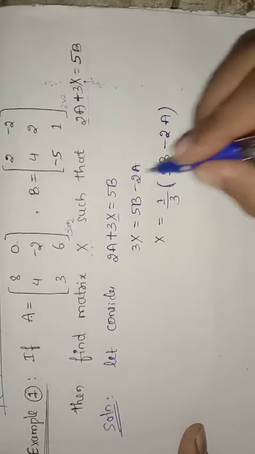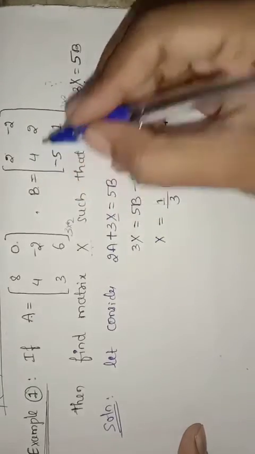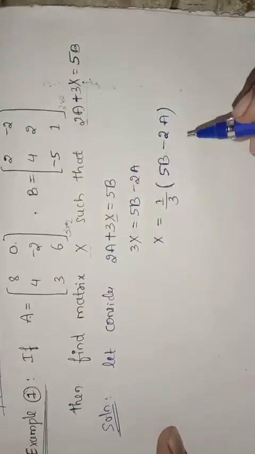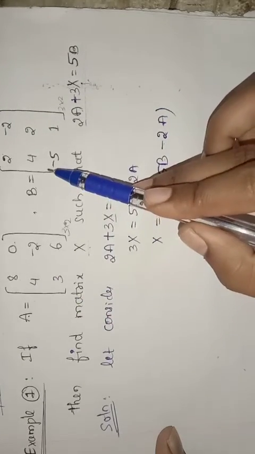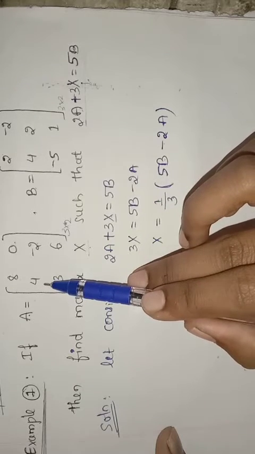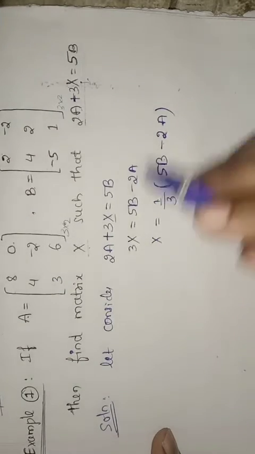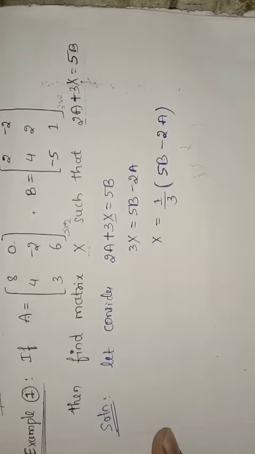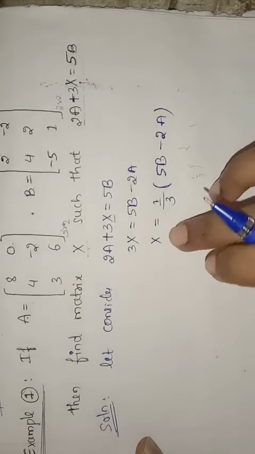What do you need? You have to multiply 5 to the matrix B, and you have to multiply 2 to the matrix A. Then you have to subtract, 5B matrix minus 2 into matrix A. And a matrix comes, 5B minus 2A. This matrix has to be multiplied by 1 by 3. Okay, so let's find out the answer for this matrix X.